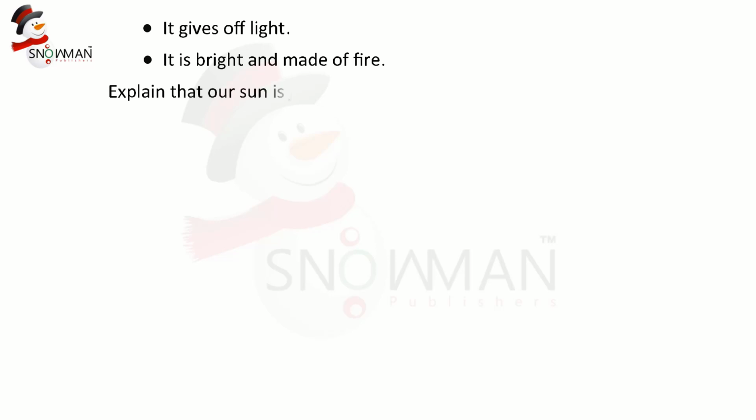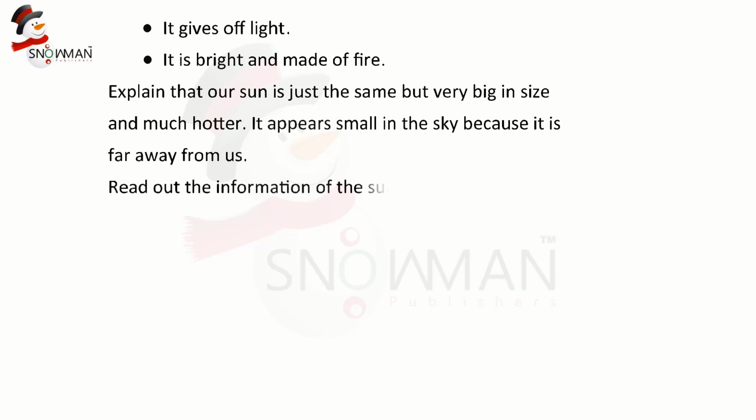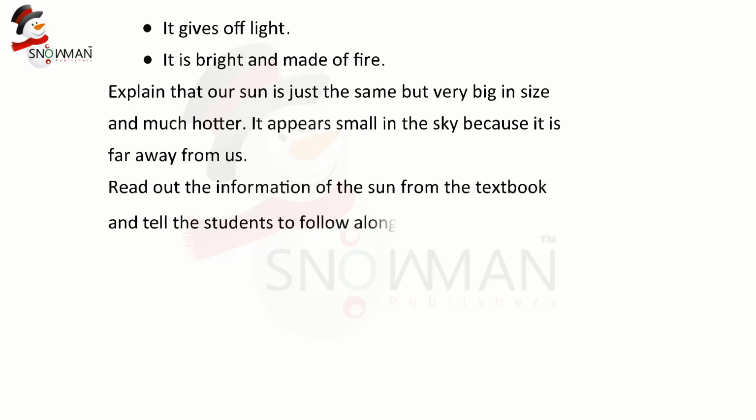Explain that our sun is just the same but very big in size and much hotter. It appears small in the sky because it is far away from us. Read out the information of the sun from the textbook and tell the students to follow along in their own books.